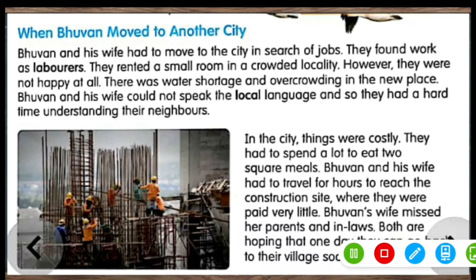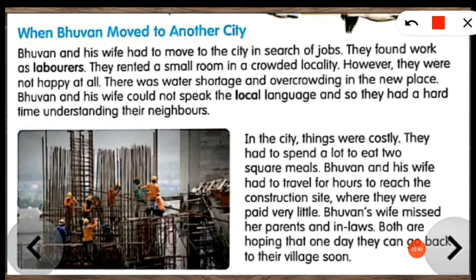When Bhuvan moved to another city, Bhuvan and his wife had to move to the city in search of jobs. They found work as laborers. What is the meaning of laborer here? Laborers are those who do physical work. They rented a small room in a crowded locality. However, they were not happy at all. Locality means area. There was a water shortage and overcrowding in the place.